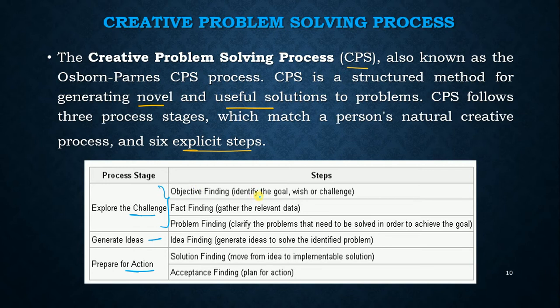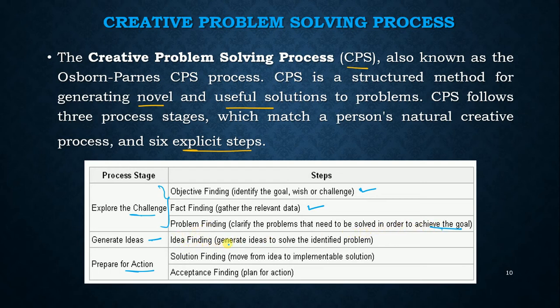Objective finding, identify the goal, wish, and challenges. Here we are going to define the problem, and decide what the objective of your research work is in this particular process. Then fact finding: gather relevant data. Once you have defined a problem, then you have to gather relevant data for that. Next, problem finding: clarify the problem that needs to be solved in order to achieve the goal, and clarify the objective.